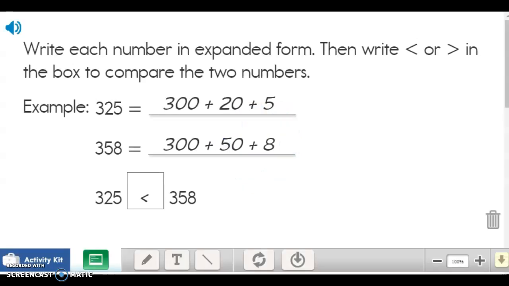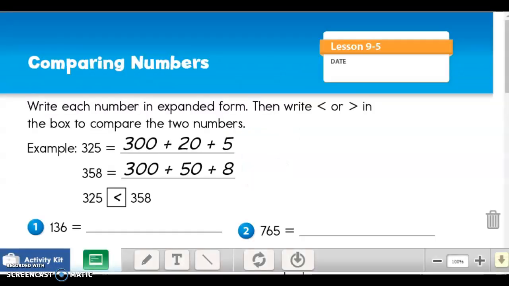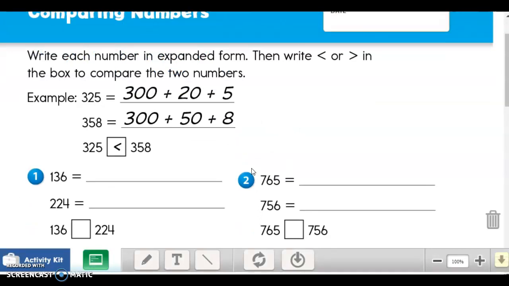Now this next page is in your math journal, friends. It is on page 230 in your math journal. Write each number in expanded form, then write less than or greater than in the box to compare the two numbers. Example, 325 is equal to 300 plus 20 plus 5. 358 is equal to 300 plus 50 plus 8.